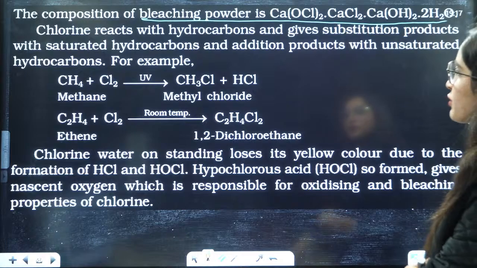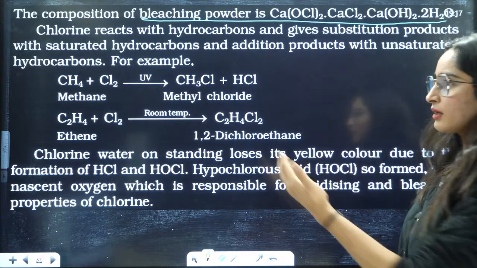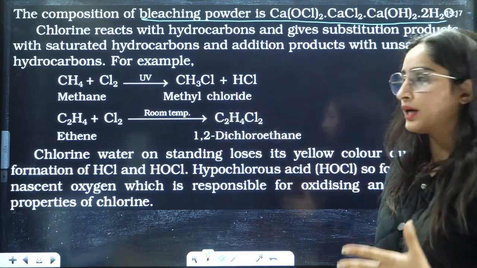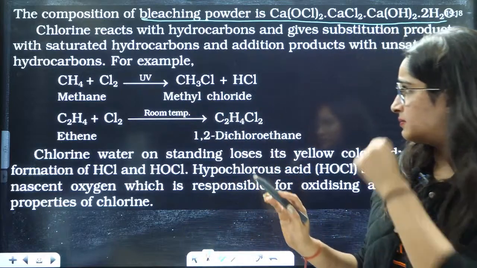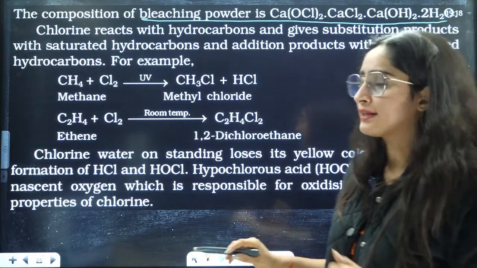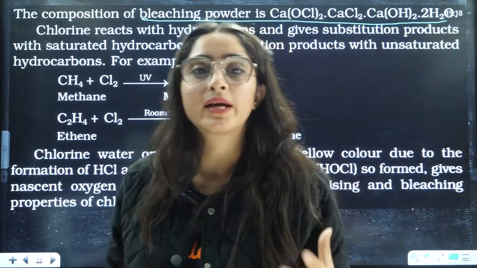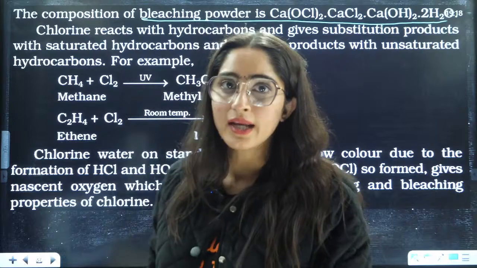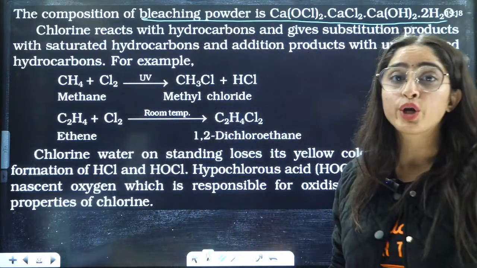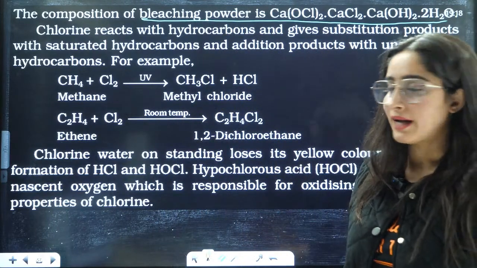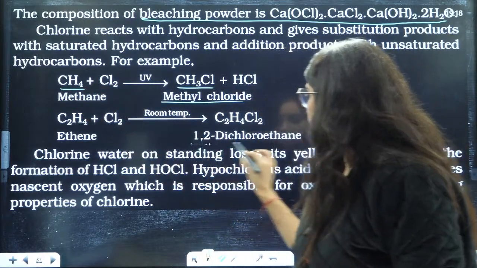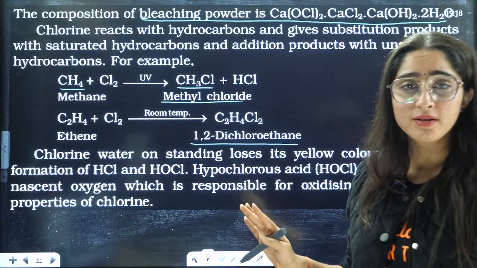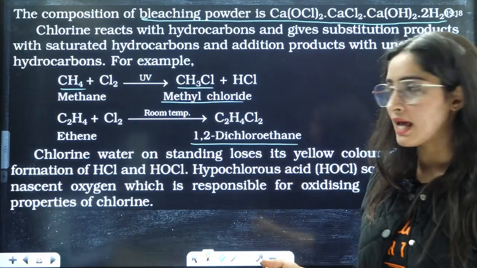Chlorine reacts with hydrocarbons, right? We know how these reactions occur. They occur with a free radical mechanism. It is a very important thing that with free radical mechanism, there is substitution, right? With hydrocarbons, they will substitute the hydrogen part. So it is forming methyl chloride. Then two chlorines are substituted in the second place when more Cl2 is added.